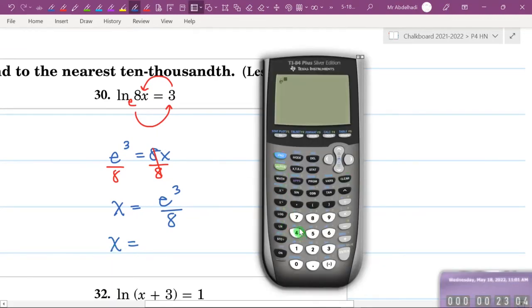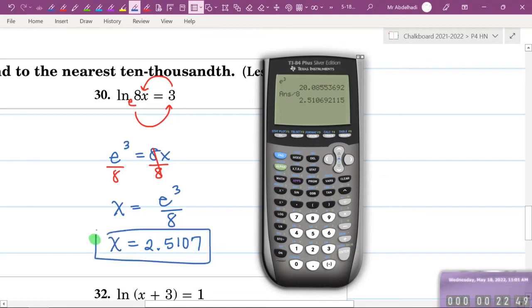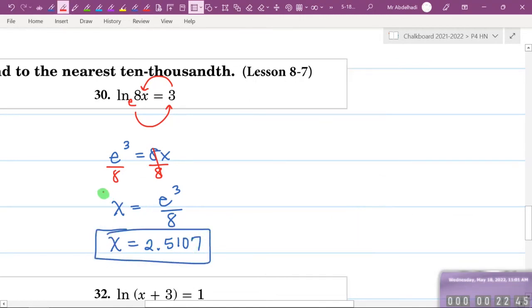E to the third power is that decimal divided by 8, 2.510, and then the 6.9 becomes a 7. And there you go. Like I said, when you get to my AP Calc class year after next, I'll ask you to stop there. But for the purposes of this worksheet, they're telling you to go to the nearest 10,000th. You can change to a decimal.